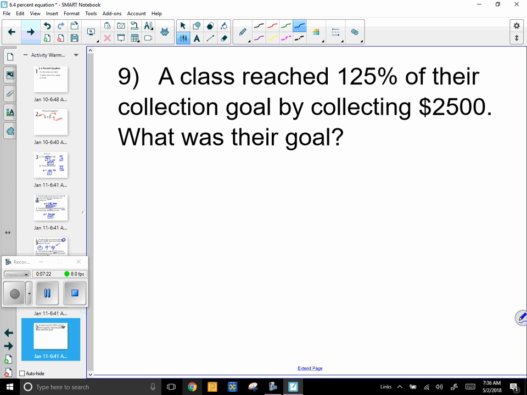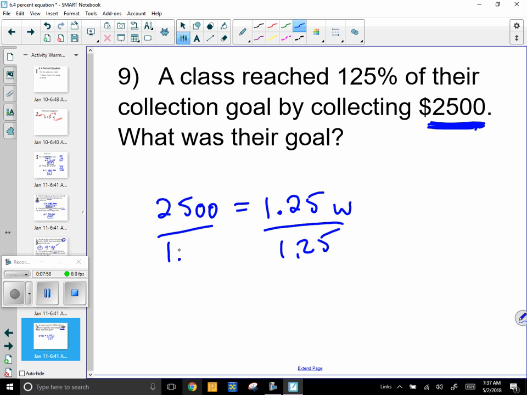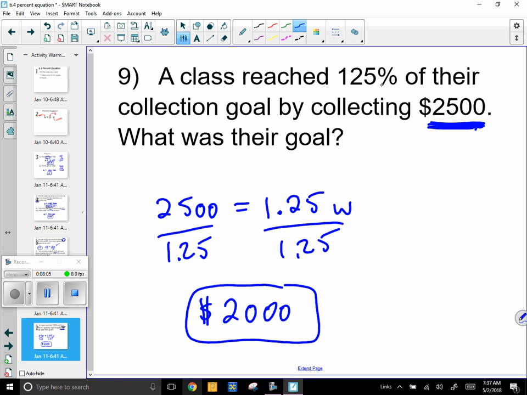Last one, number 9. Class reached 125% of their collection goal by collecting 2,500. So they collected 2,500. That's the part they collected. We're trying to find their goal. So it's 125%, so 1.25 times some whole amount that was their goal. They collected 2,500. So that's pretty hard. This is a hard question to tell that 2,500 is the part. So if you got those mixed up, you're not alone. So their goal, if you divide by 1.25, their goal was $2,000. They collected more than their goal. So that's why it's 125%, because they collected 500 more than their goal.